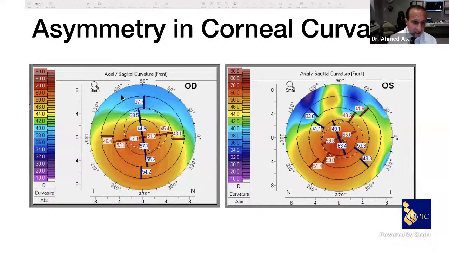This is an example you can see here, in the right eye in the flat meridian. You can see above the corneal vertex, the K readings in the central part, just above the corneal vertex, is 44.9 diopters, while just below the corneal vertex is 57.7 diopters. So a huge variation in the K readings, even in the small optic zone.